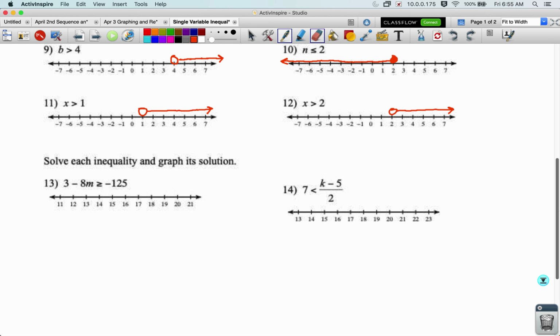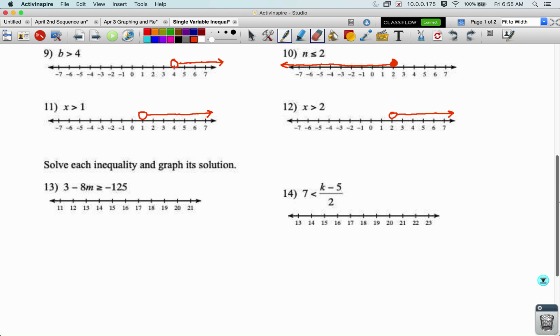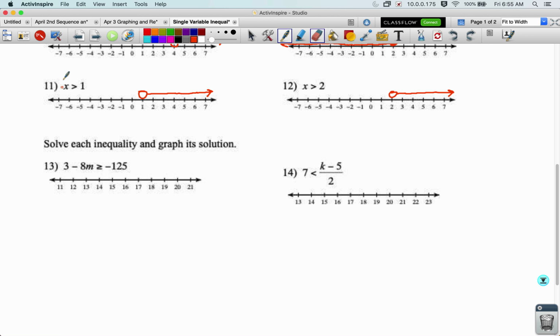All right, solve each inequality and graph its solution. So here, the variable is not isolated like it was up here. And there's this special trick. If we ever divide or multiply by a negative, that inequality flips direction. So let's copy this one down with some space.